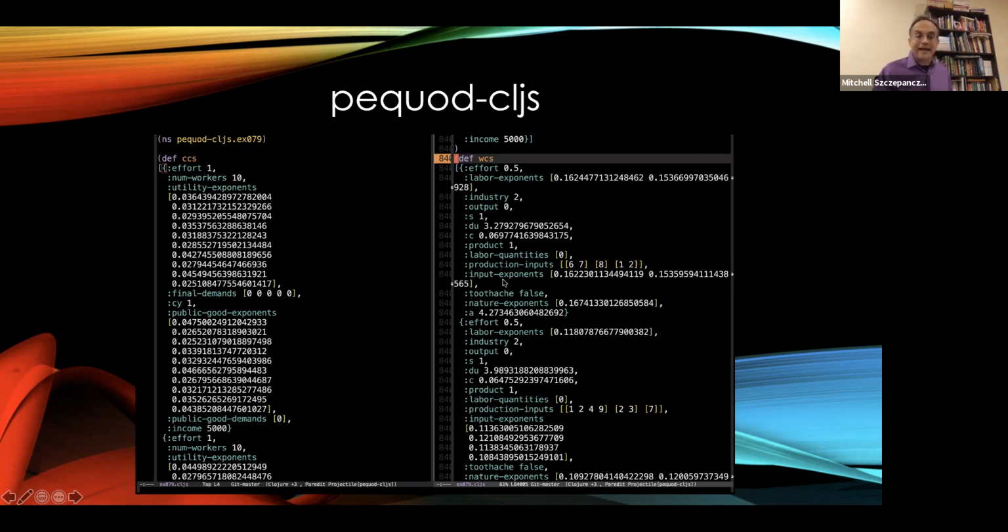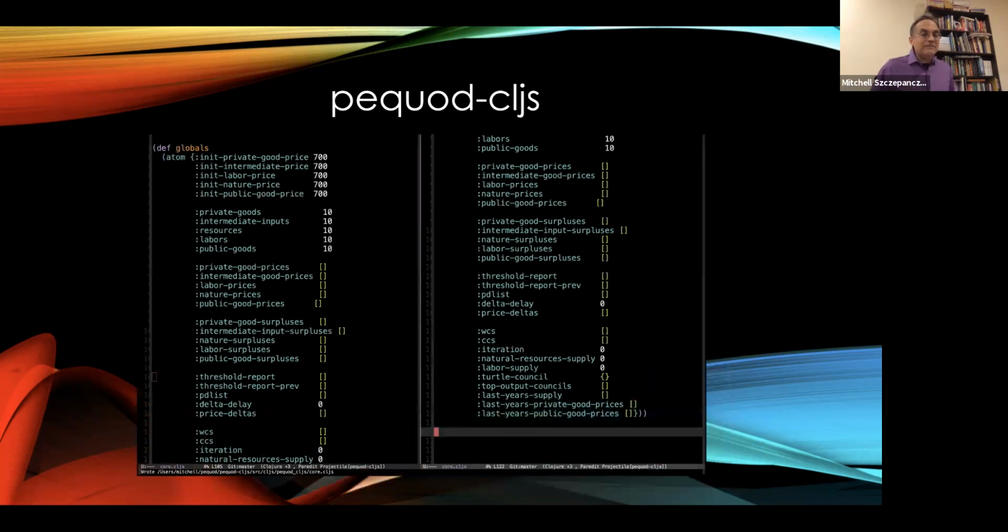And so these were just maps, sometimes a lot of maps in one vector that could be very big. Moving on. It was a single global variable, as one big atom that was used for this. And in fact, it basically listed everything that we used in the economy in the simulation in P-quad CLJS. There are respective prices for the 5 categories that we accounted for: intermediate goods, private goods, natural resources, labor, and public goods. We're each given an arbitrary value of 700.